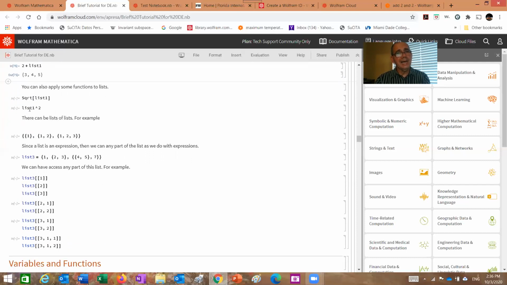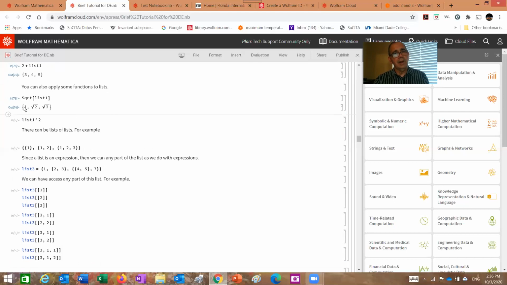Now, this doesn't happen with all the functions, but some functions, like the square root, can be applied to a list. Then it is going to take the square root of every element of the list. So you put the cursor here, you press enter, and you get 1, square root of 2, and square root of 3.